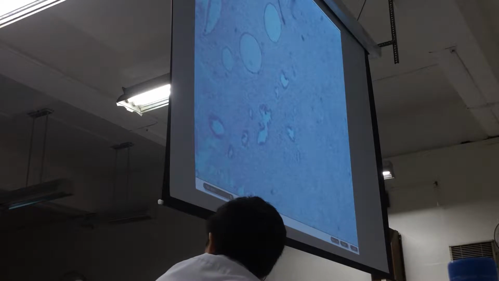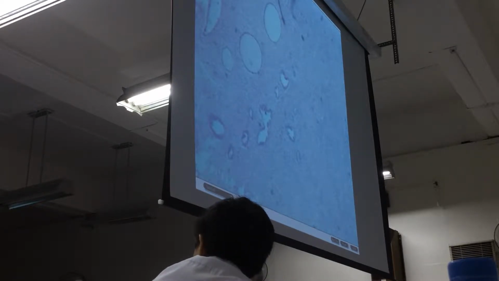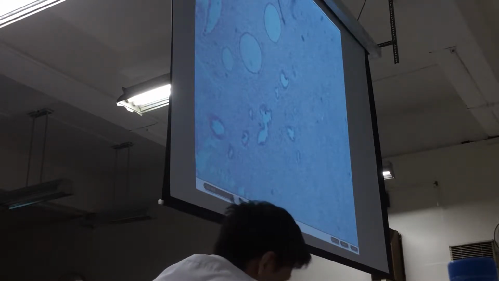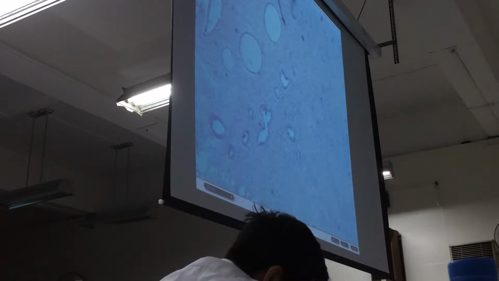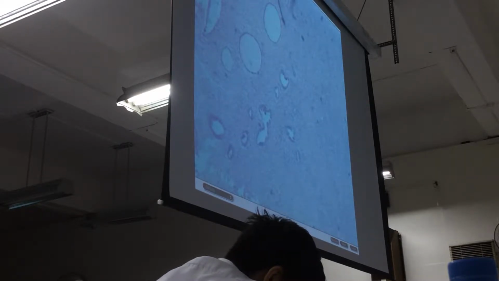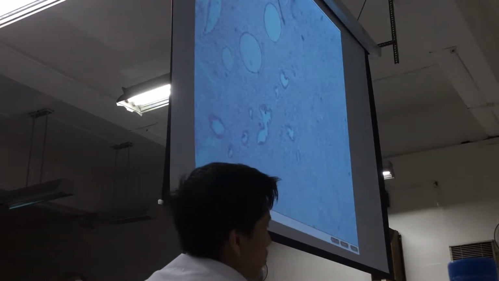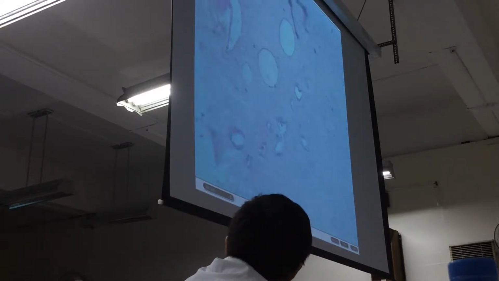In the postmenopausal state, you don't have the corresponding spikes of estrogen and progesterone anymore. So what happens is that the uterus is not stimulated, the endometrium as well as the myometrium. What you're looking at in the microscope right now is the endometrium, and on the left side of the screen is the myometrium.